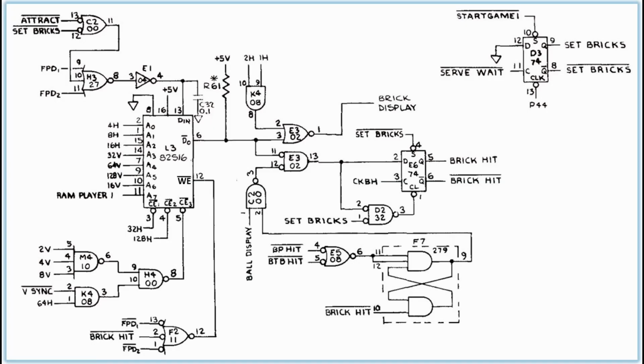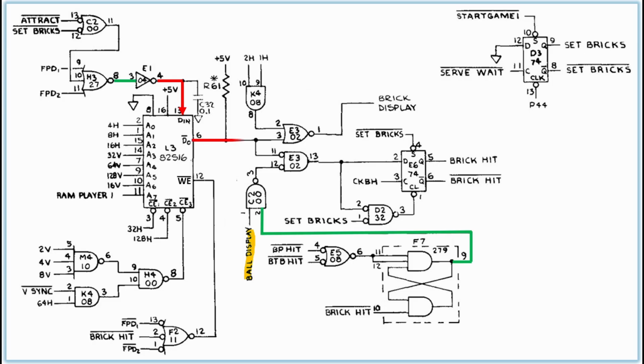Well, we finally get to clear some bricks. Note that data in is simply held low during gameplay, so any write operations will turn off bricks. This logic here has a tiny bit of similarity to our cheap brick hit stuff. They reset this SR latch when a brick is hit, and set the latch when either the paddle or top boundary is hit. This gates the ball display signal only when the SR latch is set.